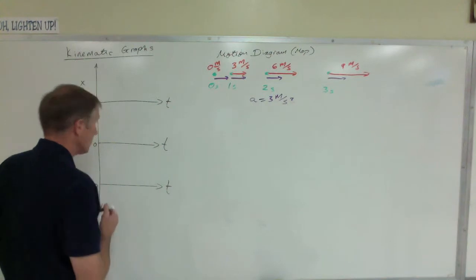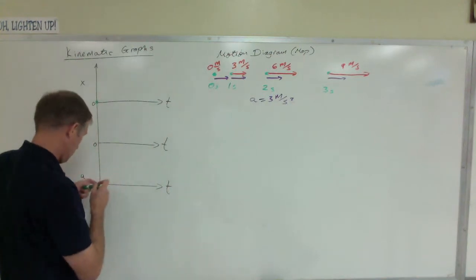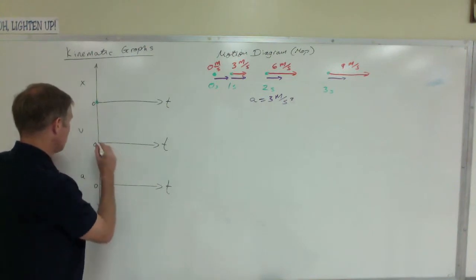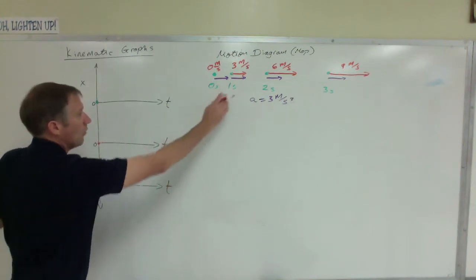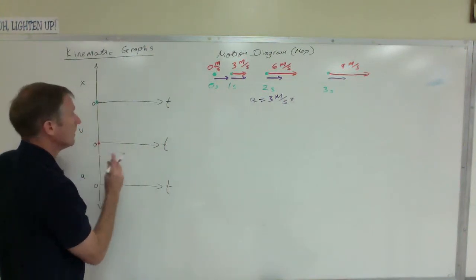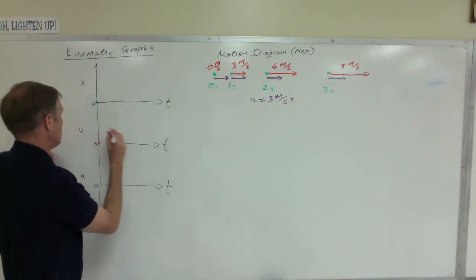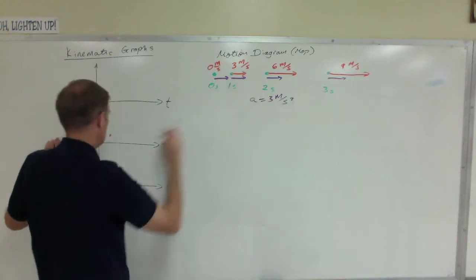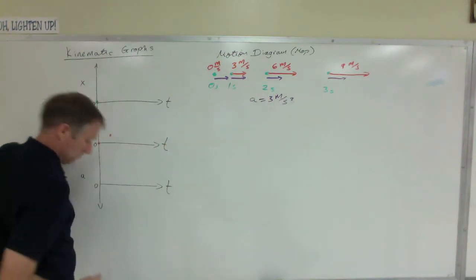I'm going to do the velocity. Well, at 0 seconds, velocity in red. At 0 seconds, it's at 0 meters per second. At 1 second, I'll make that about here. It's traveling at 3 meters per second. So that's going to be somewhere like right there. At 2 seconds, it should be about here somewhere.